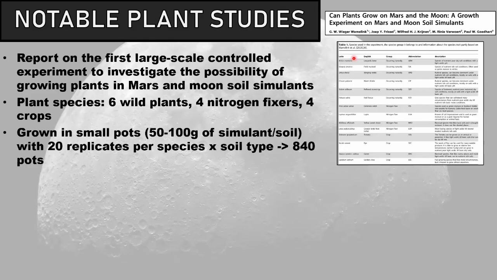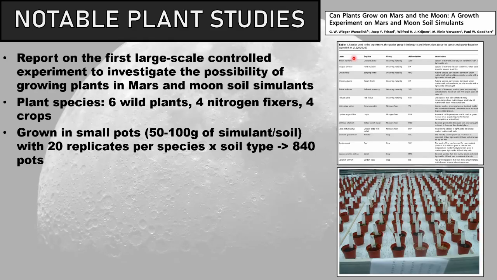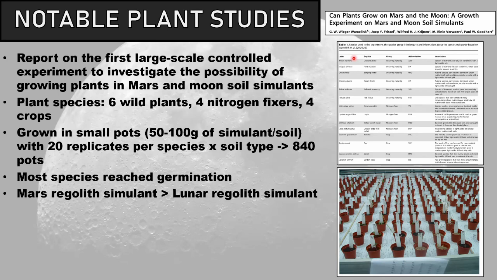They grew them in small pots with up to 100 grams of simulant, or the soil control. They had 20 replicates per species, per soil type, for a total of 840 pots. So this is just one picture of one of the sets of blocks. And so there's a lot. This is a big study. This is a really well designed study. And they did find that most of the species they grew reached germination. The Mars regolith simulant was overwhelmingly better at growing than the lunar regolith simulant.